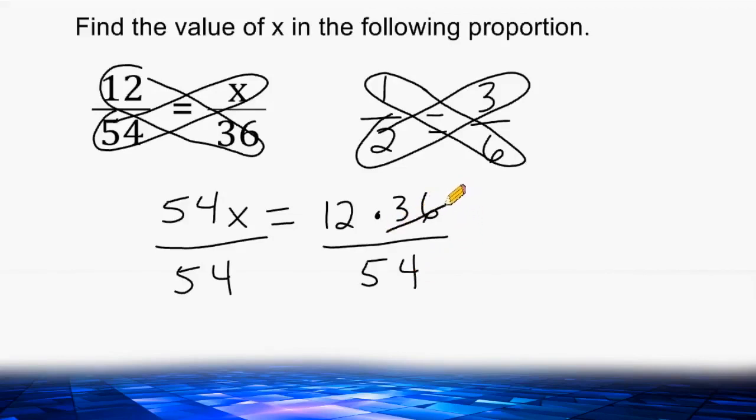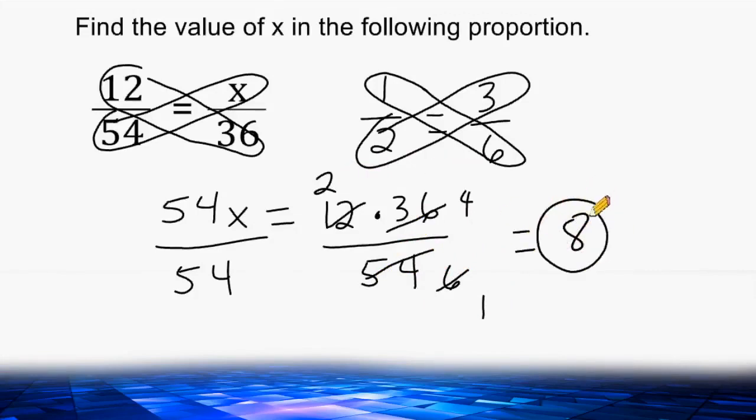So I can say that 9 can be divided into 36 exactly 4 times, and 9 can go into 54 exactly 6 times. Now what I can do is take this 6 and cancel it with this 12. 6 goes into itself once, and 6 goes into 12 2 times. And whenever you have only a 1 as a denominator, you really can just ignore that denominator and just multiply what you have remaining at the top, which is a 2 and a 4. And 2 times 4 is equal to 8. So we can say that x is equal to 8 in this proportion.